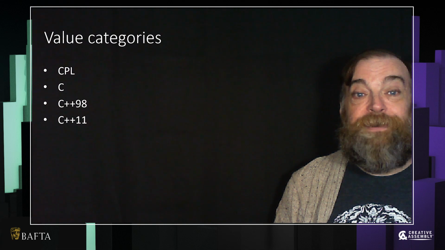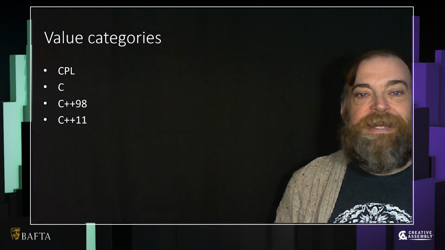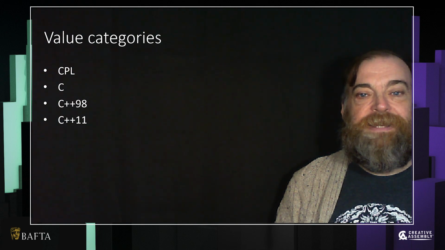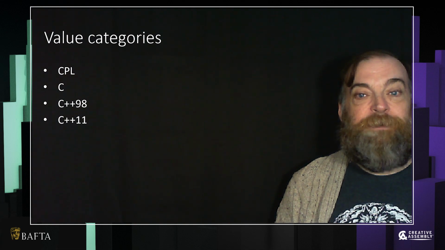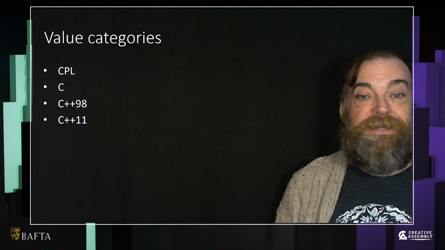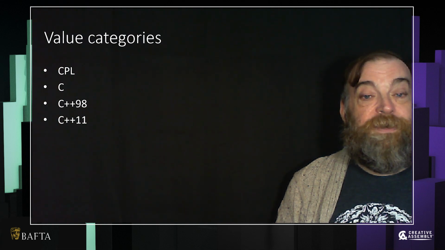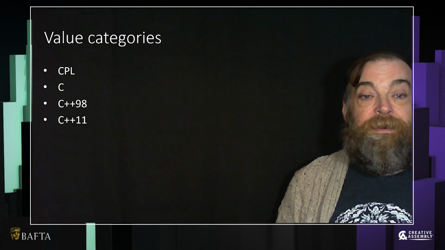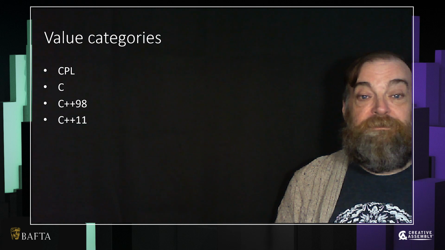Now, having introduced references in C++98, the language was expanded further and move semantics were introduced in C++11. Value categories were redefined to characterize two independent properties of expressions. The first of these is "has identity," and the second of these is "can be moved from." An expression has identity if it's possible to determine whether the expression refers to the same entity as another expression, such as by comparing addresses of the objects or functions that they identify.